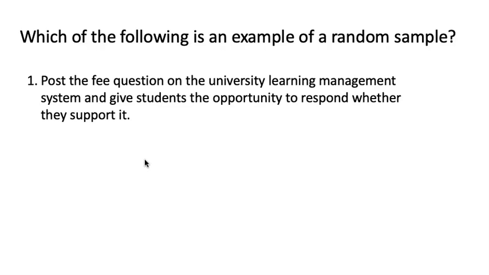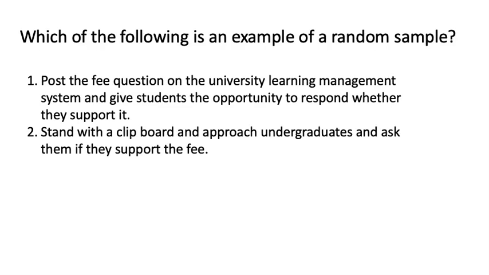For example, maybe you had student leaders who really wanted the new fitness center, so they might tell all of their friends, make sure you go on the LMS and answer this question. And they will bias the results. It will not be reflective of the entire population. So no, that would not be a random sample. We've seen this in many locations.